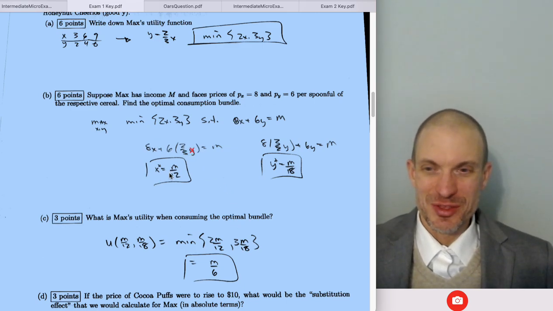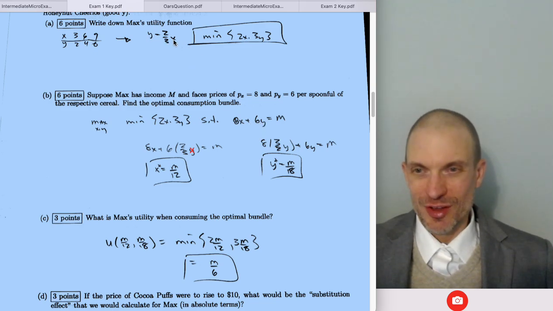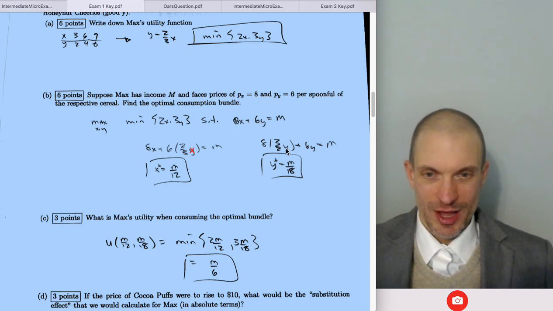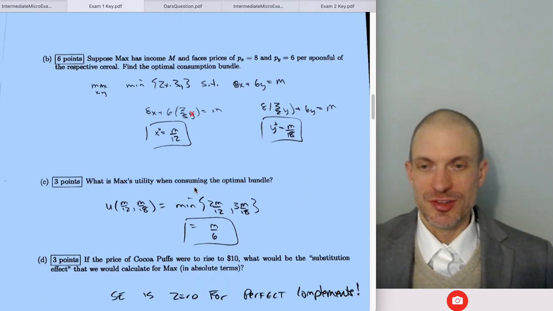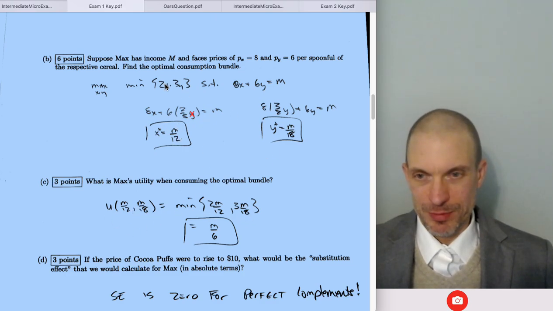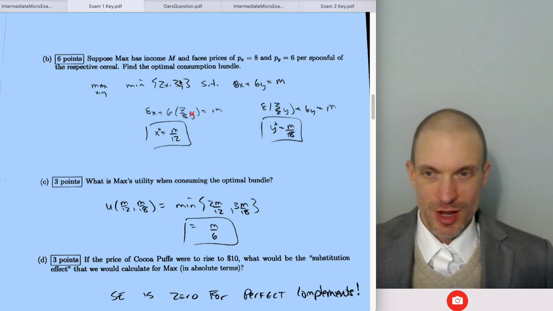Fine. Multiplying through and then solving, I get X as M over 12. And then over here, oh, now my page is going to be blue. Great. So if I do the other substitution, if I solve this thing for X, that's going to be 3/2 Y, which I substituted in. Solve for Y, I get M over 18. What's Max's utility consuming the optimal bundle? This is the optimal bundle. Let me evaluate the utility function at the optimal bundle. So I plug in for X, M over 12, and for Y, I plug in M over 18, and that gives me this. It actually reduces to M over 6.